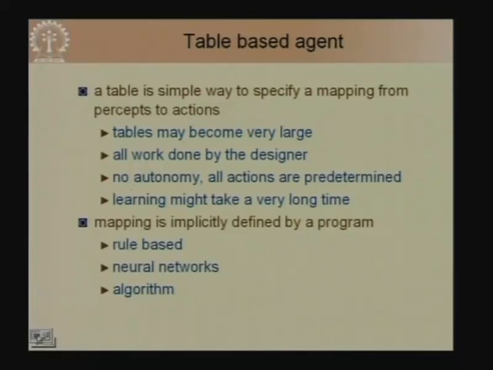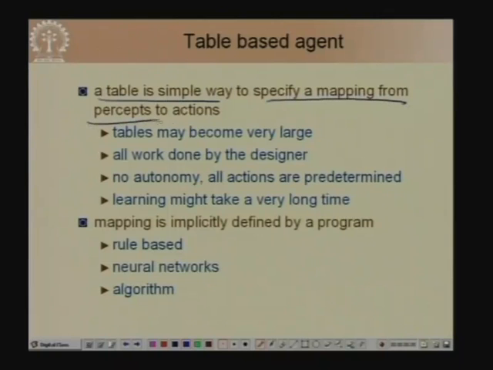So, as I have already said, a table is a very simple way to specify a mapping from percepts to actions, but tables may become very large. And in a table-based agent, there is no intelligence in the agent itself. All the work is done by the designer in designing the table. The designer makes the table, and the agent just looks it up to decide how to act. So, such agents have no autonomy. All actions, all behaviors are predetermined, and there is really no concept of learning.